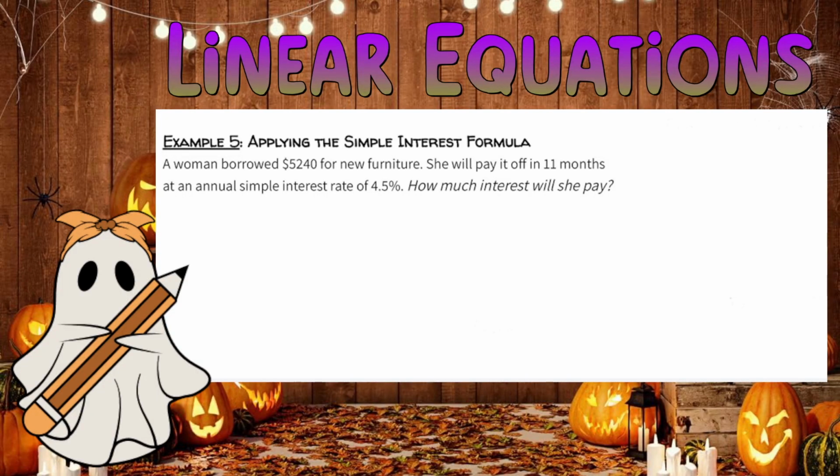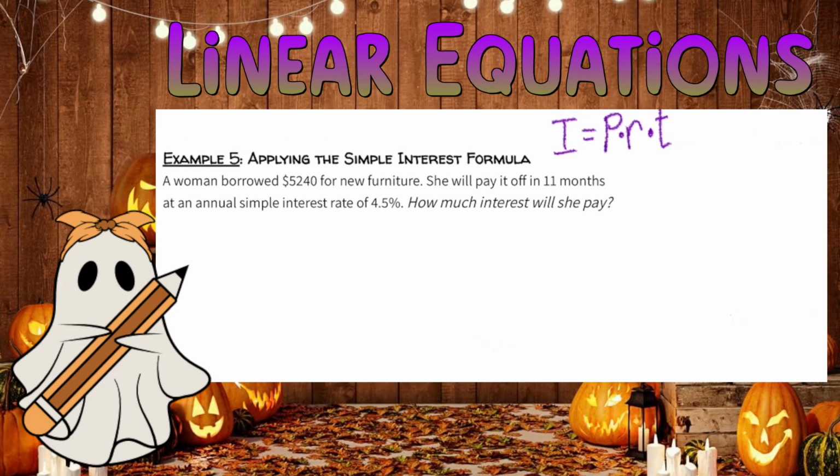Hey everybody, in this video, we are going to solve a word problem applying the simple interest formula. And we actually just saw the simple interest formula in the last example, and that was I for interest equals P for principal investment times R, which is your interest rate as a decimal, times time, which is going to be time in years.